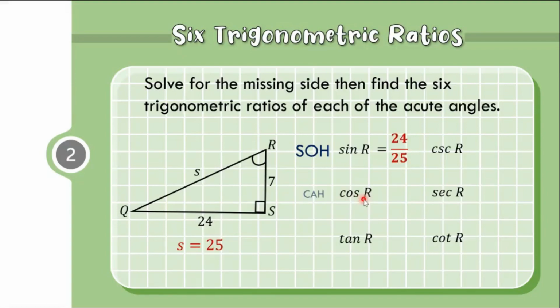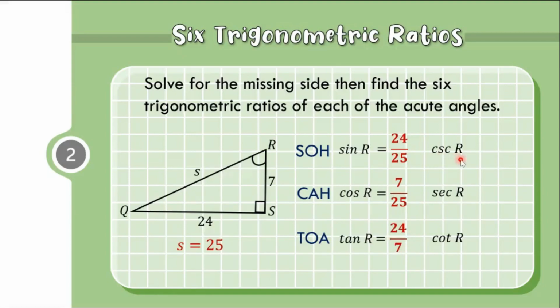Cosine R, which is CAH, means adjacent, which is equal to 7, and hypotenuse, which is equal to 25. Therefore, cosine R is equal to 7 over 25. And for tangent R, we will have the TOA, in which we have the opposite side, which is equal to 24, and adjacent side, which is equal to 7. Therefore, tangent R is equal to 24 over 7.